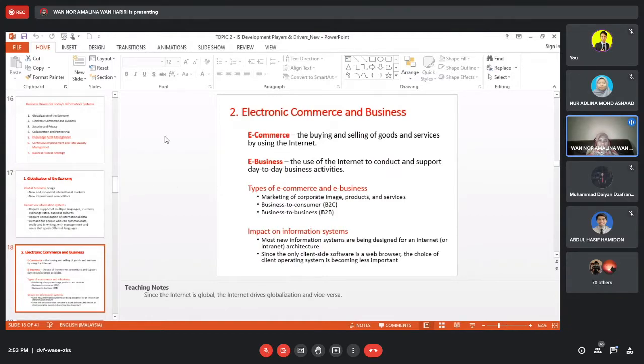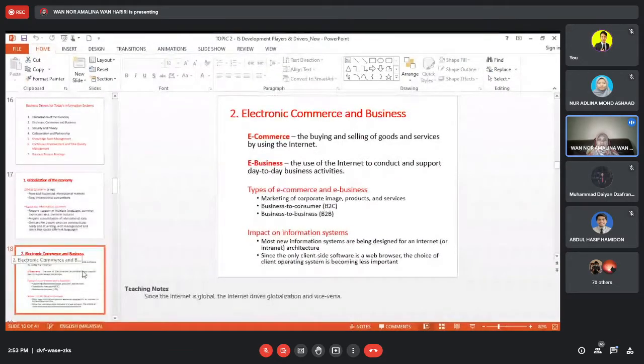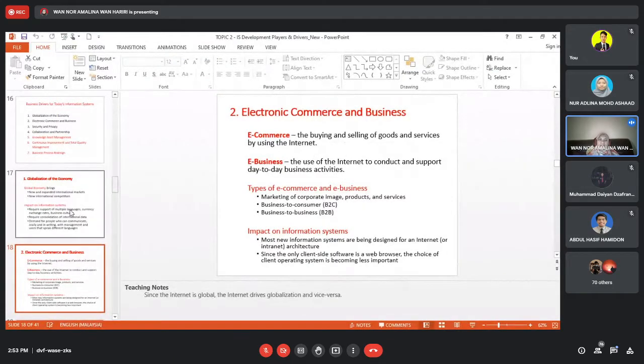Then from the factor of the driver of e-commerce and e-business, again actually dia benda ni overlapping. Cumanya e-commerce e-business ni kemungkinan hanya berlaku dalam negara sahaja, tapi now it is expanded with the globalization. So what is e-commerce and e-business? These are the buying and selling of goods and services using the internet. And e-business is the use of internet to conduct and support day-to-day business activities. I believe that these two differences and also similarities have been discussed when you learn ISP 500 in part 3. Semua ni telah ada dibincangkan.